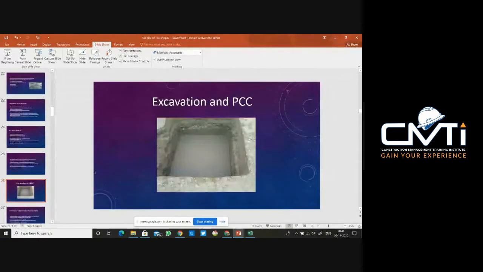So here is the diagram of the excavation and the PCC work. Here you can see the soil is excavated, and this is the PCC work. Here they have not left the 300 space, so this is not right. You have to leave the space for working.